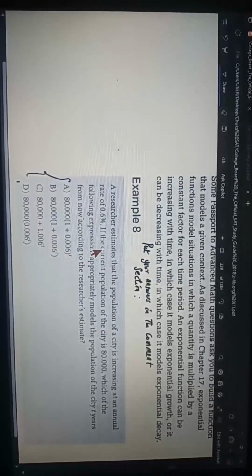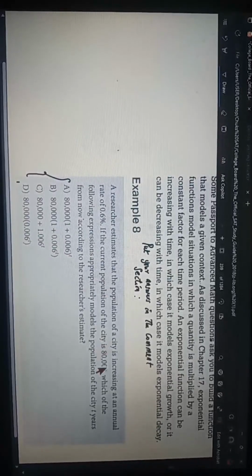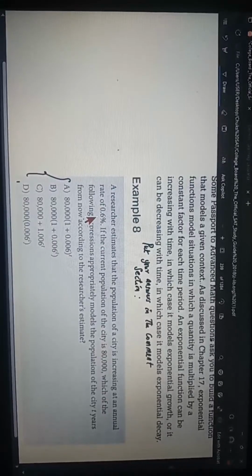It says a researcher estimates that the population of a city is increasing at an annual rate of 0.6%. You know what it means? Every year, the population is increasing by 0.6%.